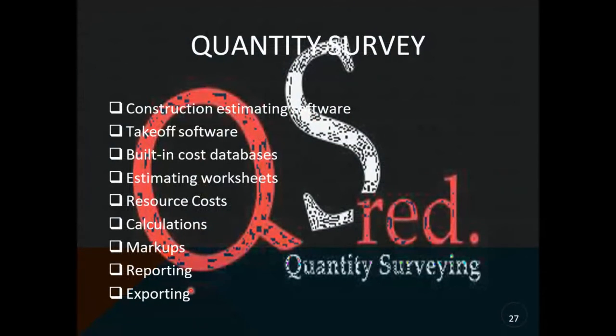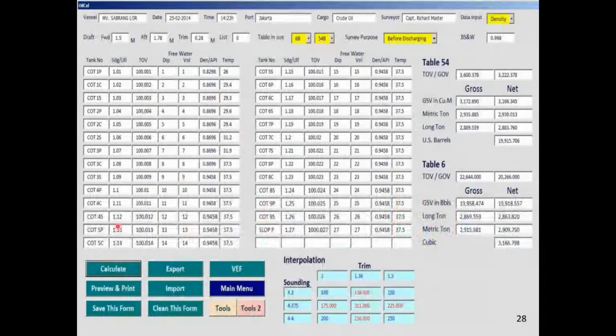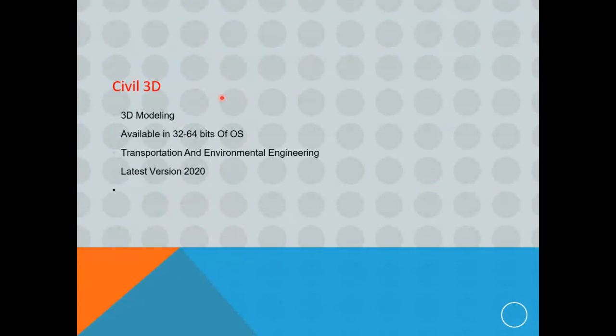Quantity surveying is very important. For quantity surveying we can either use built-in software or we can use an Excel sheet to calculate the quantity survey. So from here we can check different activities of the projects.